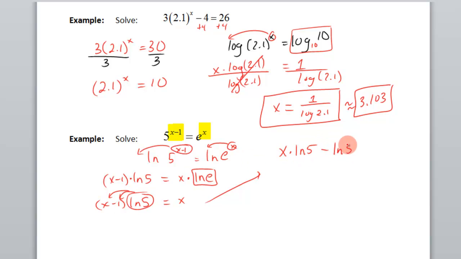And then minus the natural log of 5 equals x. And I've got to get my x's on the same side. So that term has an x and that term has an x. They need to be on the same side so I can factor that x out.